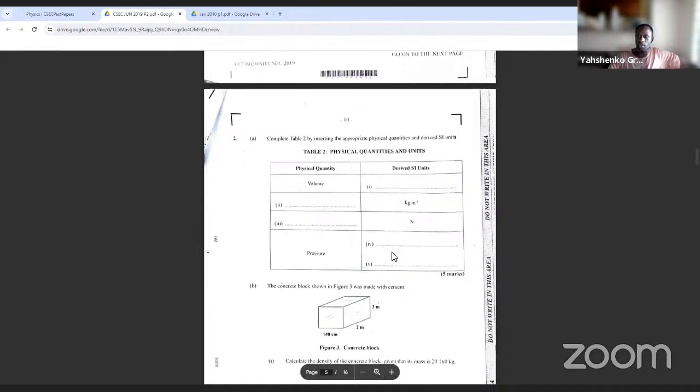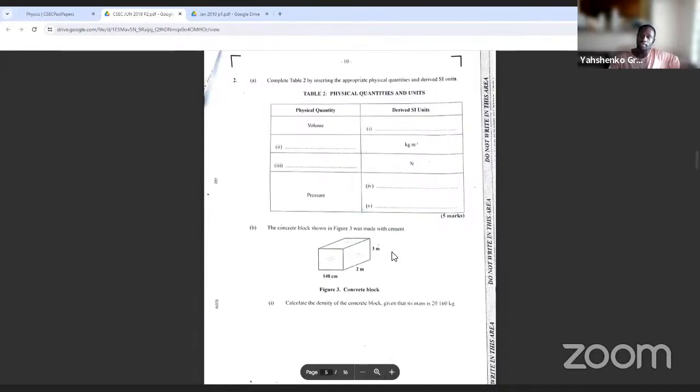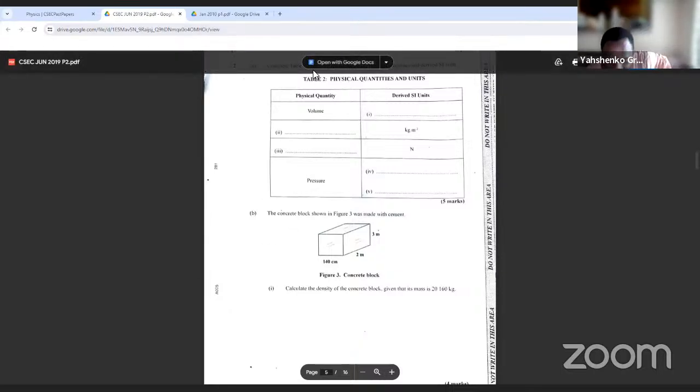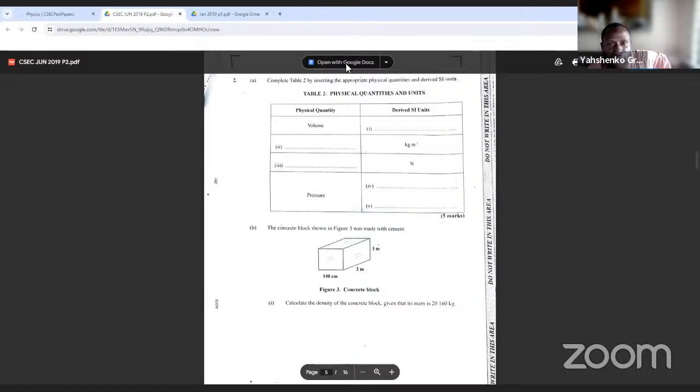All right, so we're going to one more question. This question says complete the table by inserting the appropriate physical quantities and derived SI units. All right, so here we go now. If we look at the block down here, they're asking us to find the volume, which is going to be the width times the length times the height. Please note that this is in centimeter while these are in meter. And so we must do something about that.